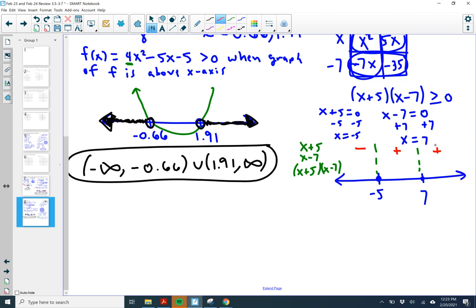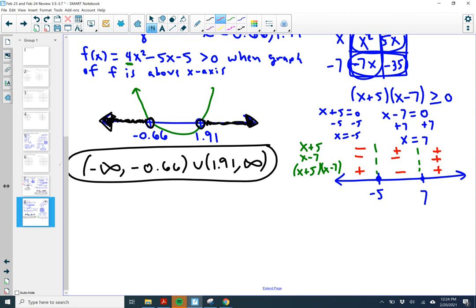X minus 7, that factor is going to start out negative and it's not going to switch until I get to 7. Think about it. If you put in negative 6 or even a negative 5 for the x, negative 5 take away 7 is negative 12. Negative 6 take away 7 is negative 13. If we put in a 0 for x, 0 take away 7 is negative 7. But when I hit 7, that switches to being a positive factor. Now look at the product. Negative times negative is positive. Positive times negative is negative. Positive times positive is positive.